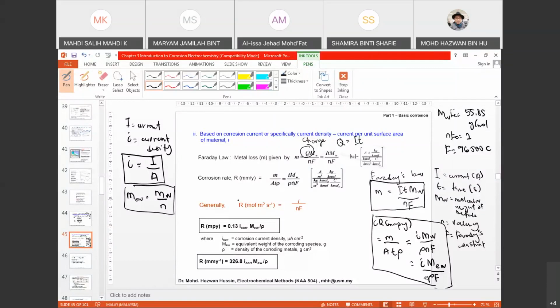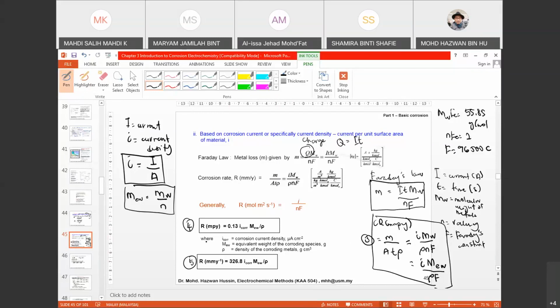Generally, if you want to calculate the rate in moles per meter square per second, this is the formula that you will use: current density over nF. There is also another formula to calculate corrosion rate. This one and this one. Maybe I will give this as number 3. The first two are from the previous slides, and these are 4 and 5.